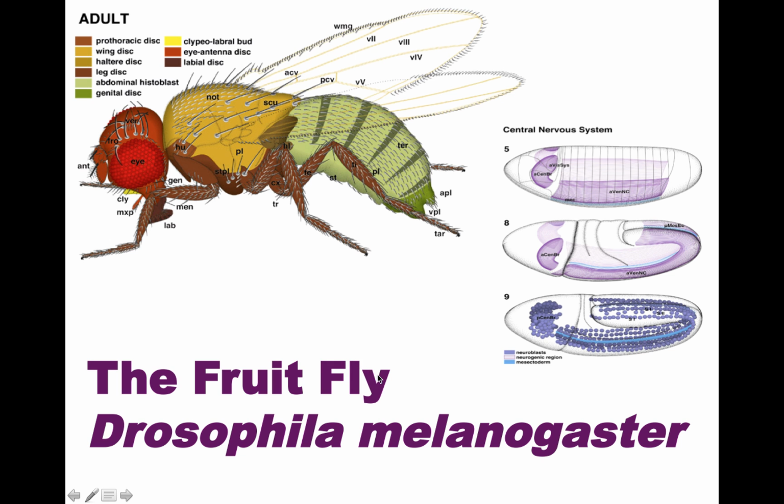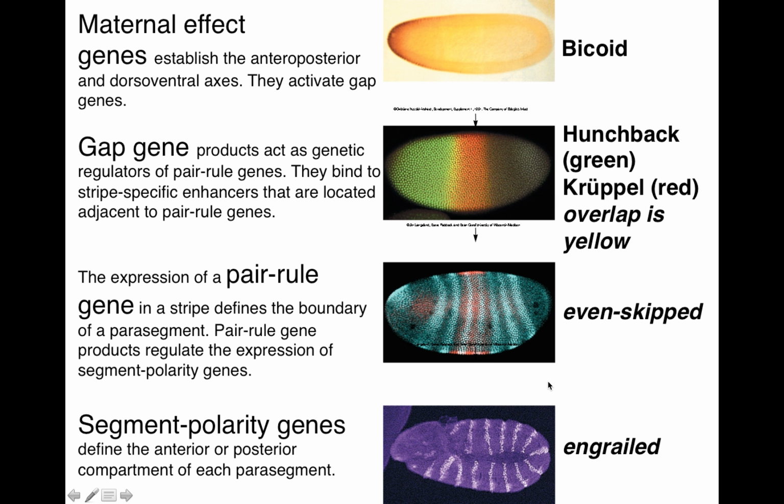Drosophila melanogaster, or the fruit fly, is also a very well-known model system for embryonic development. During embryonic development in Drosophila, a series of cascading events occurs where maternal effect genes, which are transcription factors, activate gap genes, which are also transcription factors, that activate pair rule genes, that are also transcription factors, and segment polarity genes, which are also transcription factors. So it's one big, long cascade of turning genes on that are transcription factors.